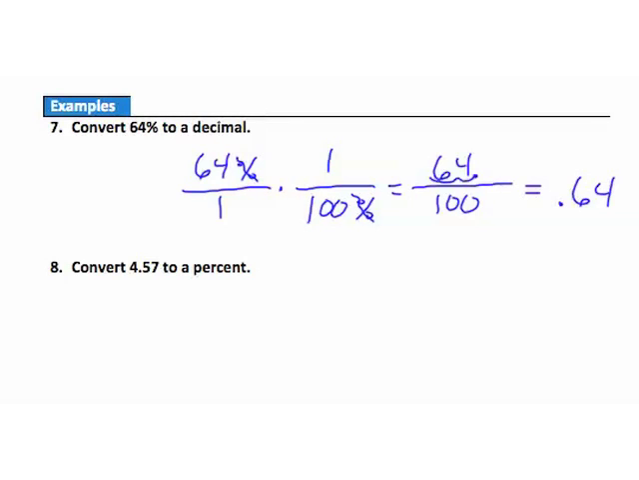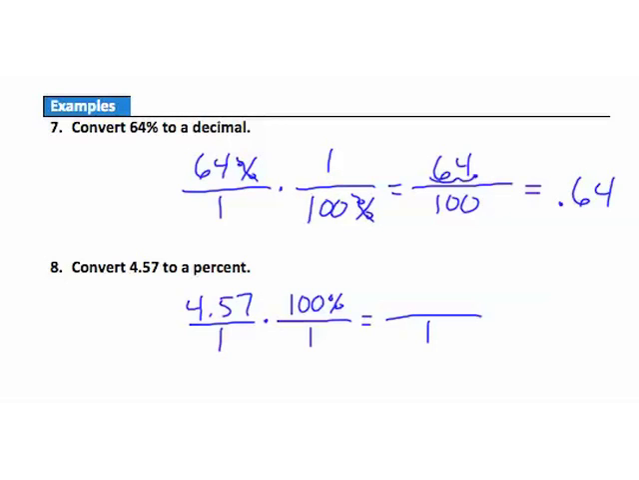Example 8. Convert 4.57 to a percent. Well, now you can see here we're starting out with a decimal number, 4.57. I'm going to write it as a fraction by putting it over 1. Now here I want to introduce the percent symbol. To introduce the percent symbol, I'm going to put it in the numerator. So now I'm going to have 100% over 1. Now let's take a look. The denominators are really easy. 1 times 1 is going to give us 1.